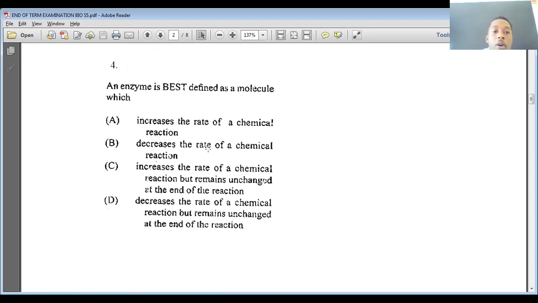Now let's move on to number 4. An enzyme is best defined as a molecule which: A, increases the rate of a chemical reaction; B, decreases the rate of a chemical reaction; C, increases the rate of a chemical reaction but remains unchanged at the end of the reaction; and D, decreases the rate of a reaction but remains unchanged at the end of the reaction. What's the answer here? C. Okay, good. It increases the rate of the reaction, and guess what? Enzymes don't take part in the reaction at all. None whatsoever. All right, so the answer there is C.